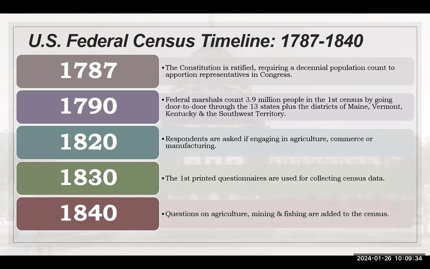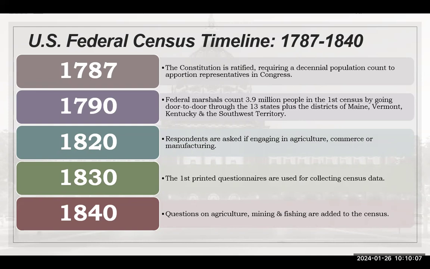And we've got a census timeline here. Just gonna slide that up. The census timeline, this one is 1787 to 1840. So first off, the Constitution is ratified, requiring a decennial population count to apportion representatives in Congress. In 1790, federal marshals count 3.9 million people in the first census by going door to door through the 13 states, plus the districts of Maine, Vermont, Kentucky, and the Southwest Territory.